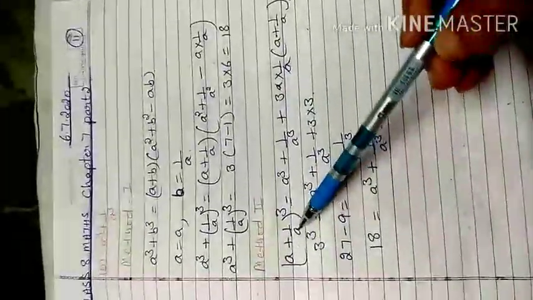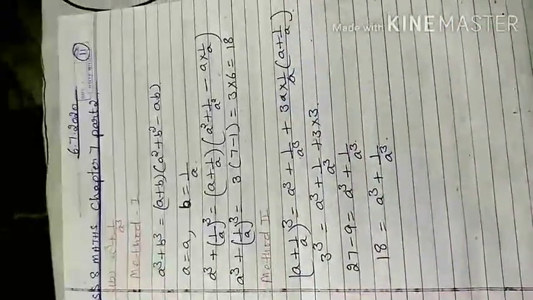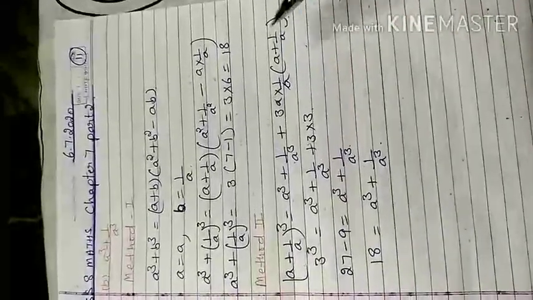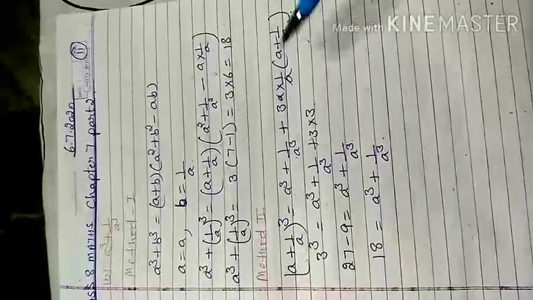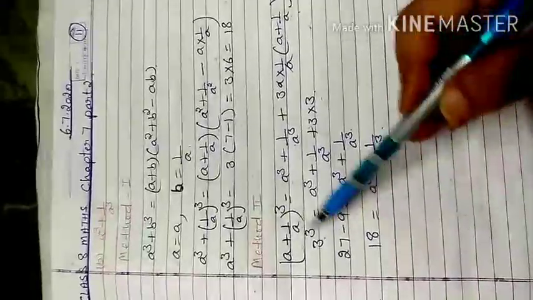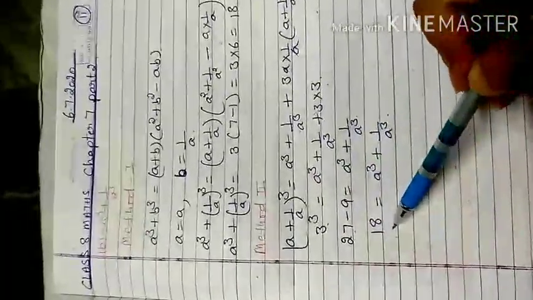If you apply (a plus b) whole square, (a plus 1 by a) whole cube is equal to a cube plus 1 by a cube plus 3 into a into 1 by a into (a plus 1 by a). This a will be cancelled, leaving a plus 1 by a. You already found the value 3 from your first part, and here it is 3 cube. So you apply the value, 27 minus 9 gives you 18.